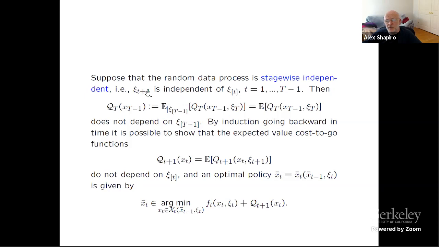This is a sequence of random vectors. In that case, I only need to know the marginal distributions of every vector. I don't need to remember the past. And indeed, it's not difficult to prove in that case that the so-called value functions, this expression here, don't depend on the past observations.